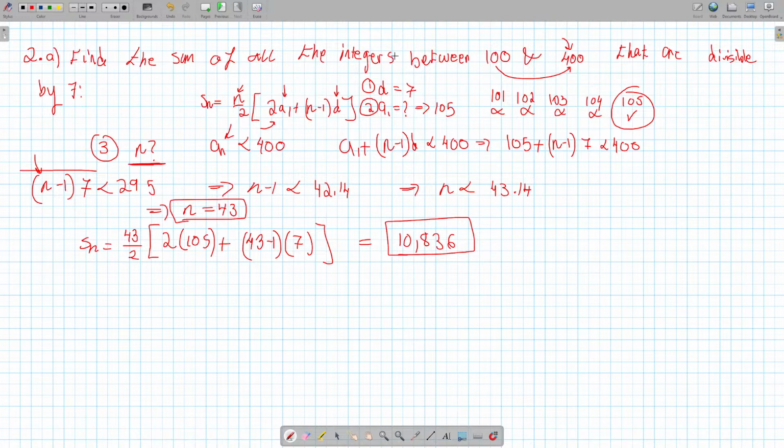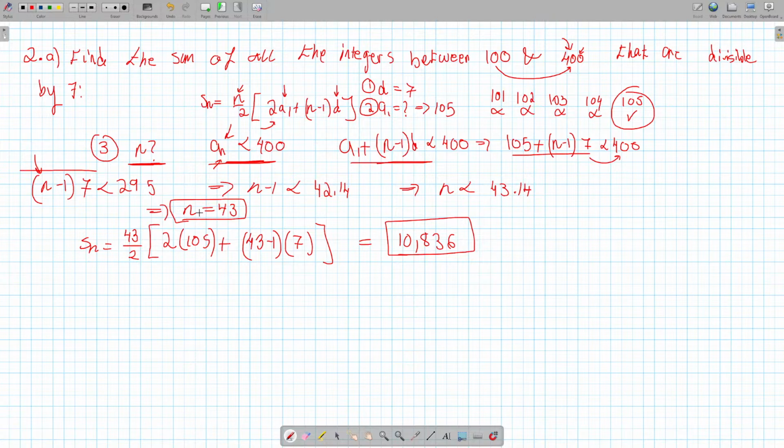Okay, you know that the nth term has to be less than 400. So like I said, an, the nth term, has to be less than 400. And we know what an is: a1 plus n minus 1 times d has to be less than 400. If you substitute the a1 value and the d value, you get this is less than 400. If you solve this equation, you just get n is less than 43.14. And you know that the greatest integer less than 43.14 is obviously 43.